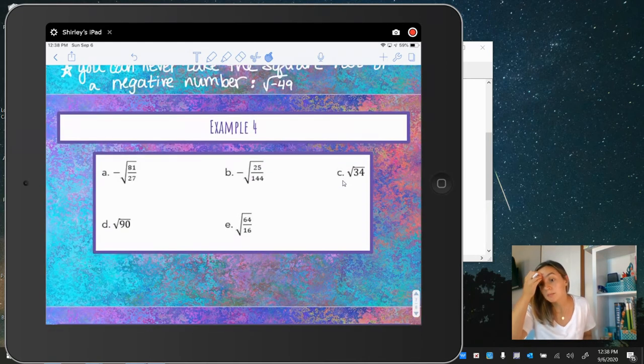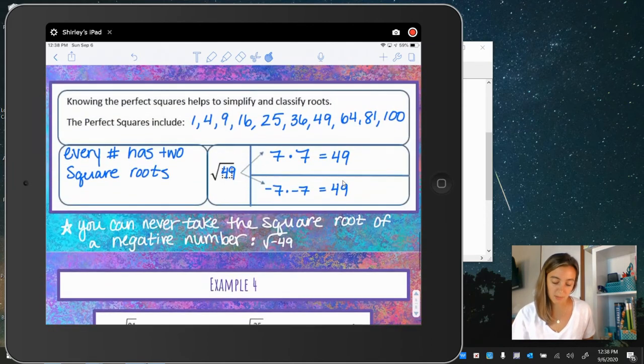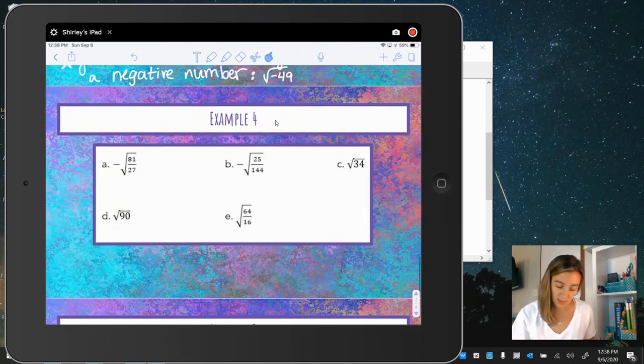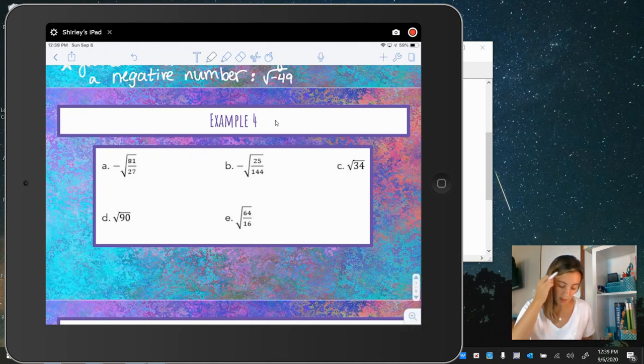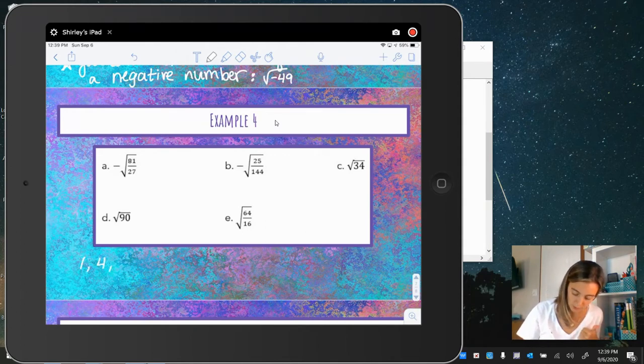Example 4 talks about simplifying square roots. Whenever we're simplifying square roots, we always want to keep in mind our list of perfect squares. So it might always be a good idea to jot them down so we can go back to them for reference. And again, if you don't memorize them, you can just get them from doing the math in your head. 1 times 1, 2 times 2, 3 times 3, 4 times 4, 5 times 5, 6, 7, and you keep going up.